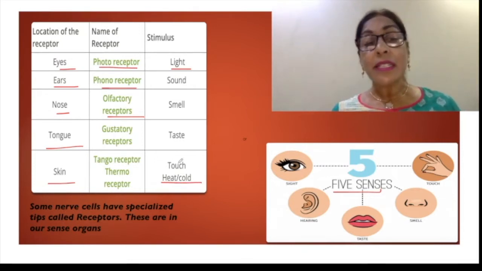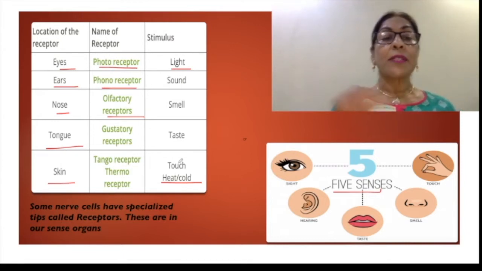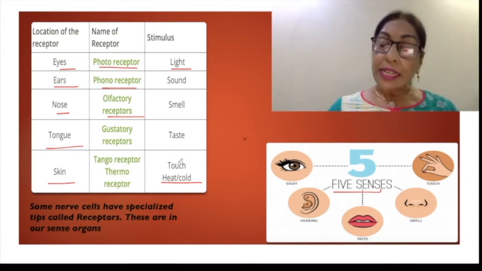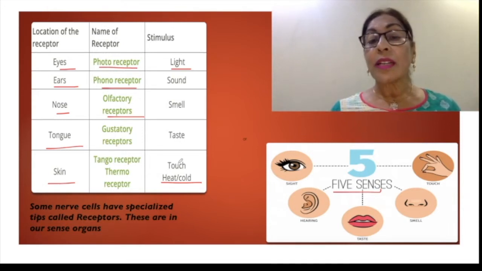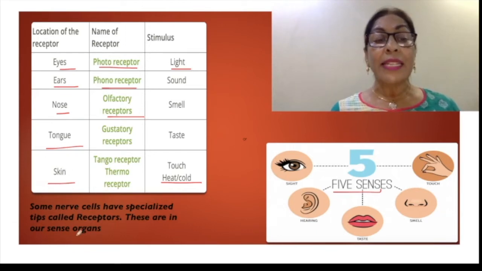So what is a receptor? Some nerve cells have specialized tips. These are in our sense organs. As I told you, eyes, ear, nose, tongue and skin. These are our sense organs.